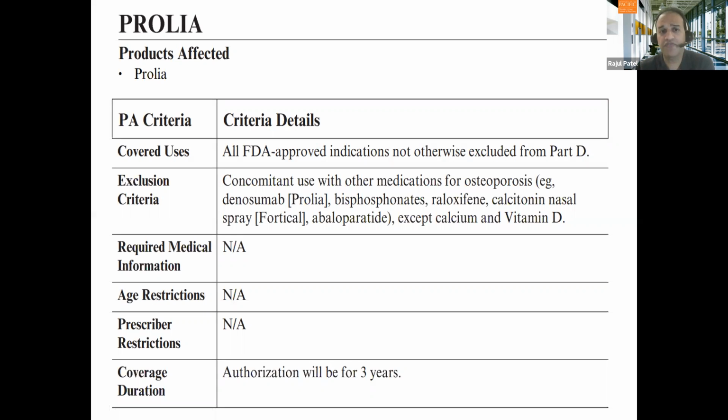Prolia is a drug that's used for osteoporosis. This drug plan has a prior authorization, and you can see what the exclusion criteria is. If a patient is also taking other medications for osteoporosis, and you can see here bisphosphonates like Fosamax, raloxifene, calcitonin nasal spray, any of those medications, this drug plan will not enable this patient to get their Prolia. If they're taking just calcium and vitamin D, that's not a problem. So it is important to understand if you can fulfill these PA or prior authorization criteria.